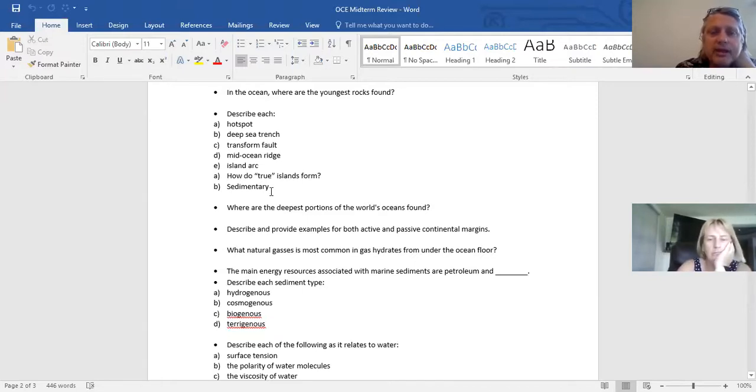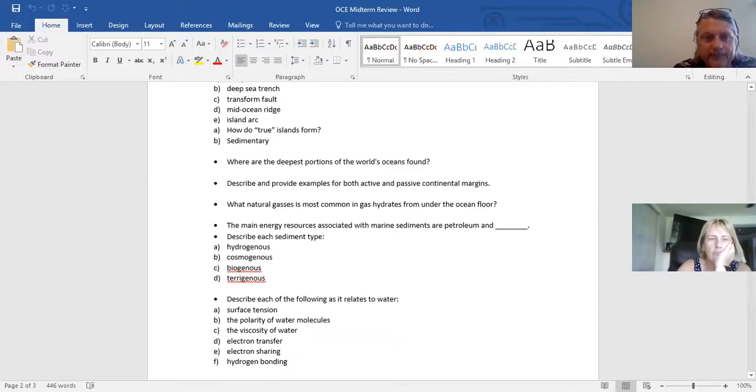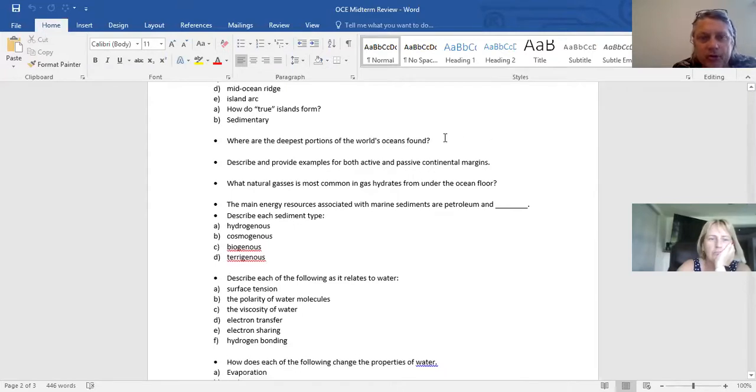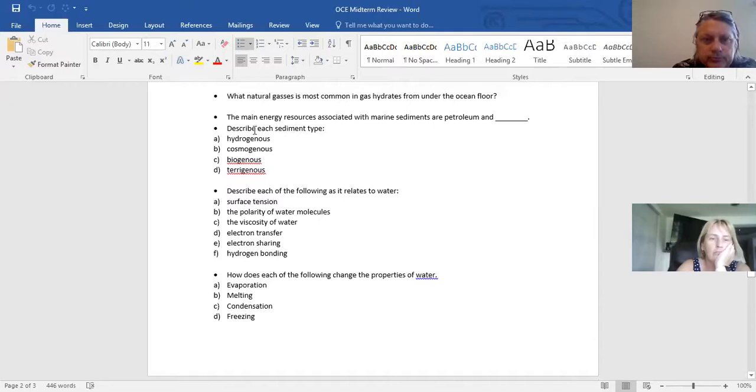Island forms through convergence or hotspots. And of course, sedimentary, I don't know what in the heavens that means. It might be sediments. It might just be a typo. We covered the sediments. So there you go with that. Deepest portions of the ocean are those trenches, how they form. Passive and active, we did a whole assignment on that. The natural gases, most common in gas hydrates, the methane hydrates. Most energy resources, petroleum, natural gases and petroleum.